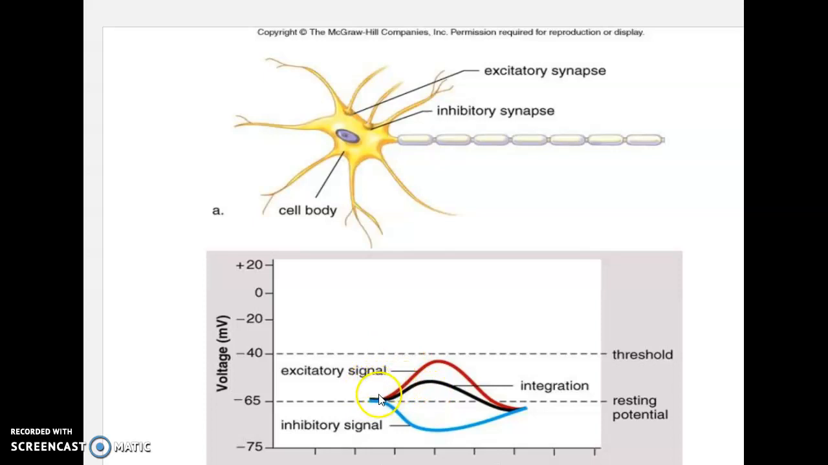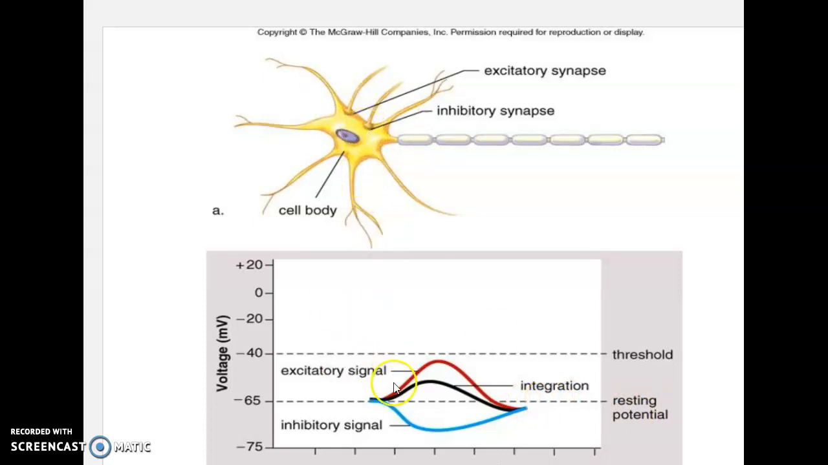Okay, and if that excitatory and inhibitory signal, once I take the average of both of those, and I call that integration, if that signal is occurring because I'm releasing neurotransmitters here, and I'm allowing ions to come in. If I'm allowing positive ions to come in, I'm going to get an excitatory signal. But if I'm allowing positive ions to leave or negative ions to come in, then I'm going to get an inhibitory signal.